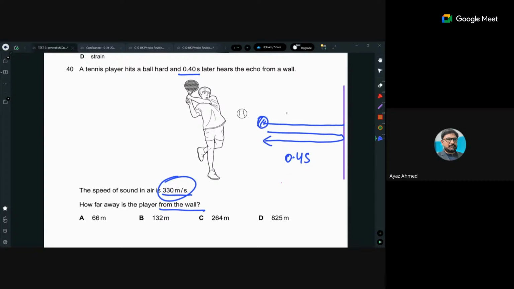So this means that the time taken from source to the wall, or wall to the source, is 0.2 seconds. You can simply say the distance is equal, because that is a case of constant speed. So distance is equal to speed into time. So 330 into 0.2, so how much will that be? 66 meters. Okay? Sir, I did 330 multiplied by 0.4, but my answer came the same.